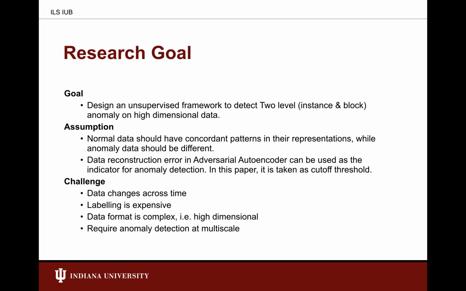In our approach, there are several challenges. The first one is that data changes across time, meaning that the data is time-evolving. Previous normal data probably will not be normal in later time periods. The second one is that labeling is expensive. That's the reason why we should apply an unsupervised framework. The third one is that the data format is complex. As the figure in the previous slides shows, the data is high-dimensional and sparse categorical data. The last challenge is that we need to detect anomalies at multiple scales, meaning that we should detect at both instance and block level.